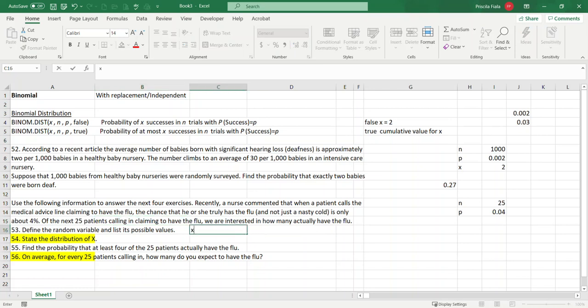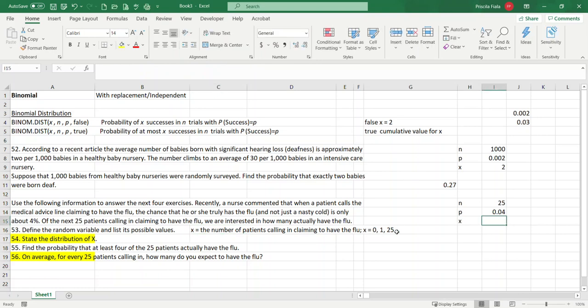So you can put that the random variable x is the number of patients calling and claiming to have the flu, right? And the values, well, if we're saying that there are 25 patients, it can go from 0 all the way to 25. It can go from 0 to 25. So x is the number of patients calling in.